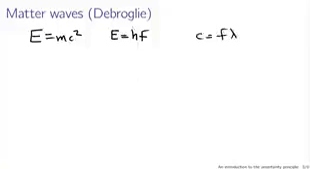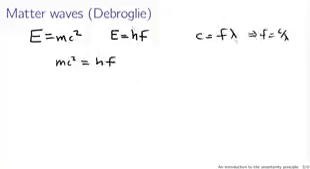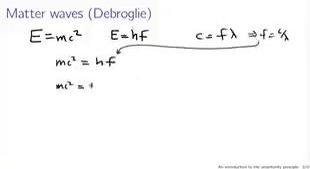Now, if these expressions are both equal to energy, then I ought to be able to say mc squared equals hf. And this expression tells me something about f. It tells me that f equals c over lambda. So I can substitute this expression in here and get mc squared equals hc over lambda. Now I can cancel out one of the c's, and I'm left with mc equals h over lambda.